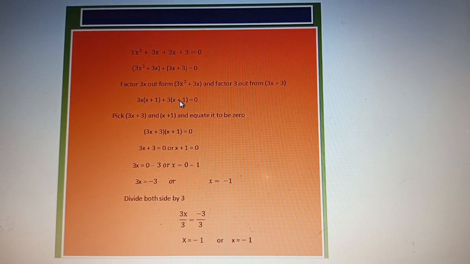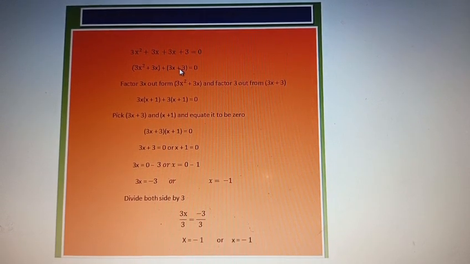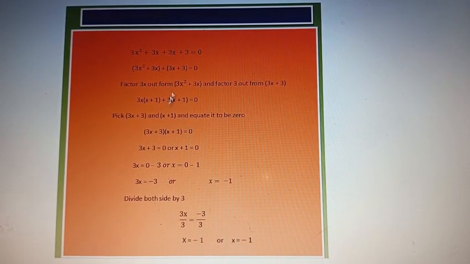Now, when we factor 3s out, we are left with s plus 1. When we remove the whole of 3s, we are left with 1. Here now, when we remove 3 from here, we are left with s. How do we get this one? We say plus 3 divided by plus 3, which is 1. So we are going to pick 3s plus 3, and we pick s plus 1 from this other side, and equate them to be 0.